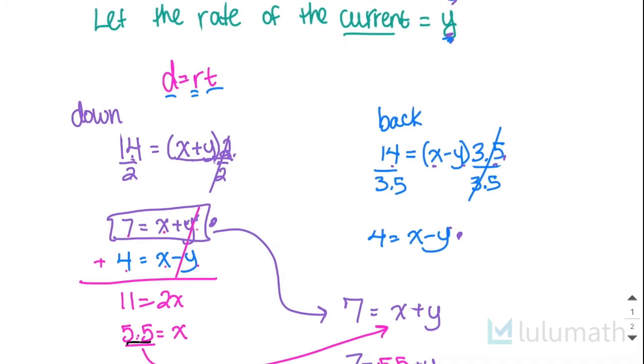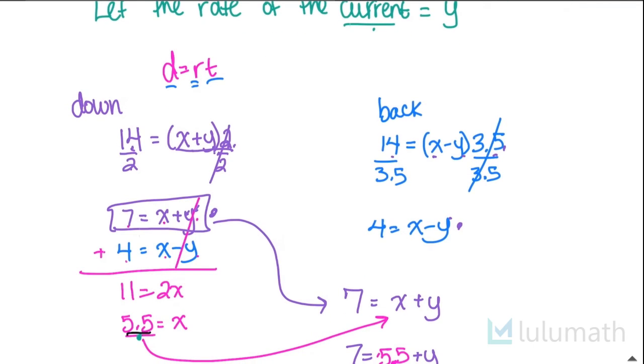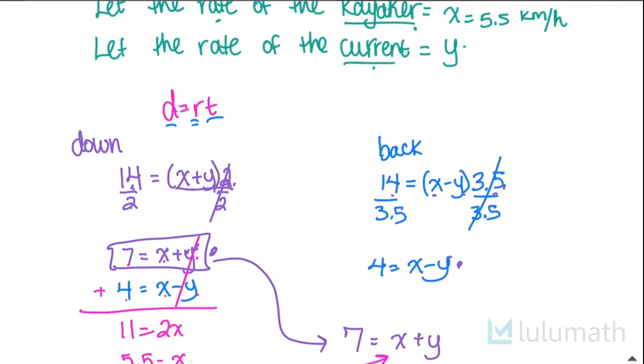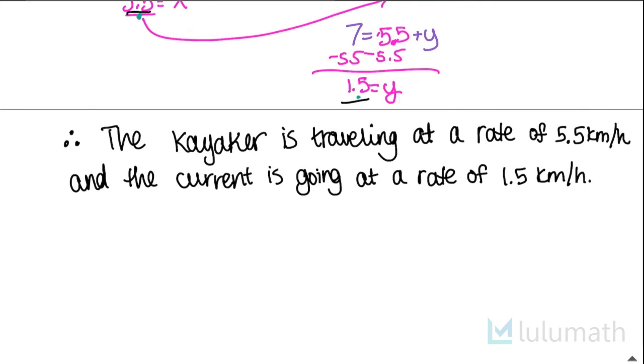So let's go back to our let statement. That means that the rate of the kayaker is this 5.5 that we have here, so 5.5 kilometers per hour. And then we know that y is 1.5, so that means that the current is going 1.5 kilometers per hour. So we can go ahead and write our therefore statement. We can say the kayaker is traveling at a rate of 5.5 kilometers per hour, and the current is going at a rate of 1.5 kilometers per hour. And that's our final answer.